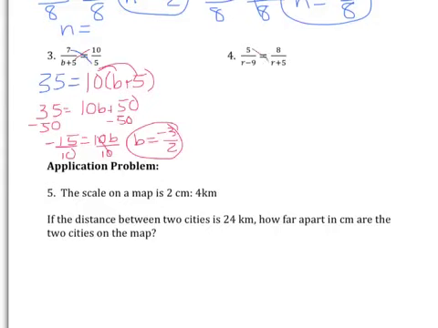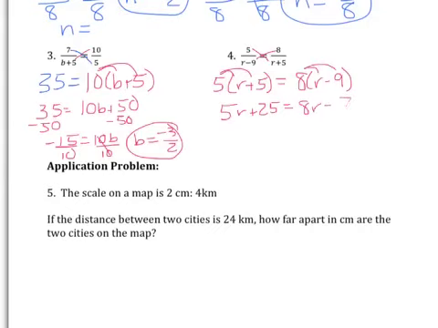Okay, so 5 times r plus 5, that's 5 times r plus 5. On the other side, 8 times r minus 9, so 8 times r minus 9. So I'm going to need to distribute on both sides. So on this left-hand side, I have 5r plus 25. On the right-hand side, I have 8r minus 72. Then I need to get my r's to the same side, so I subtract 5r from both sides.